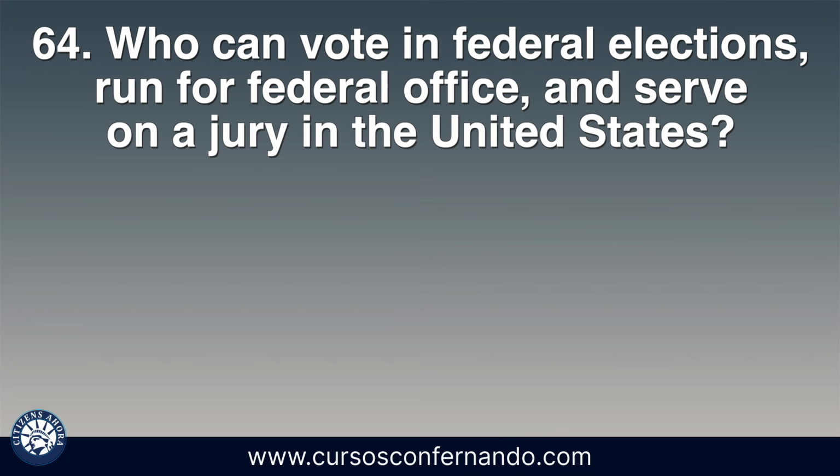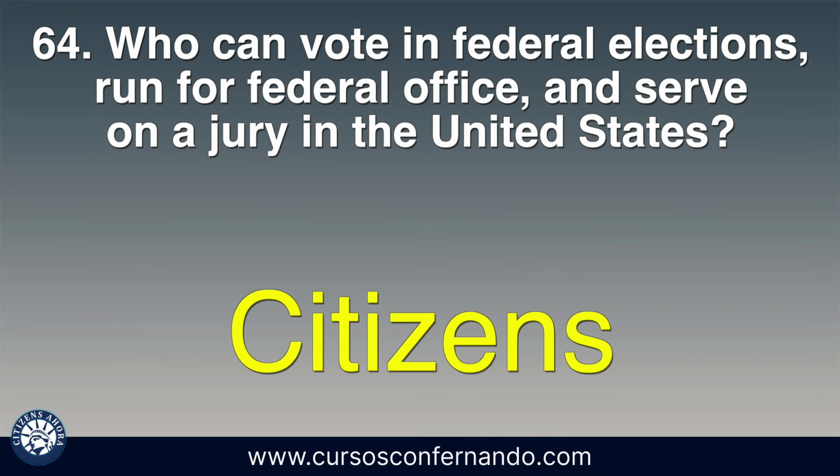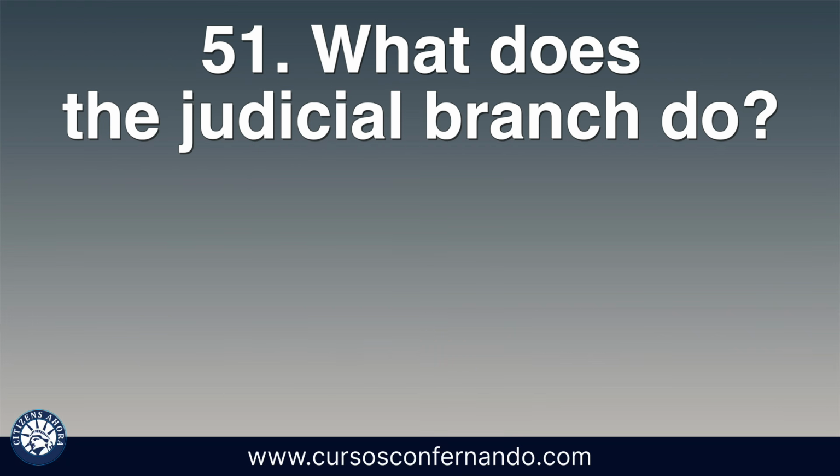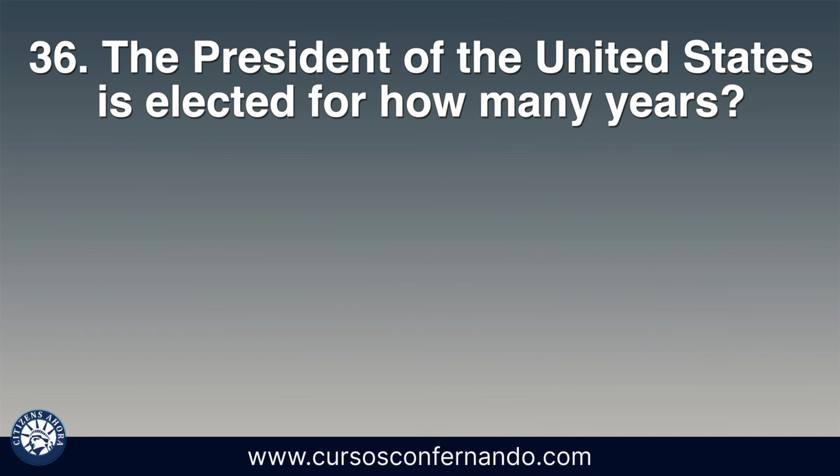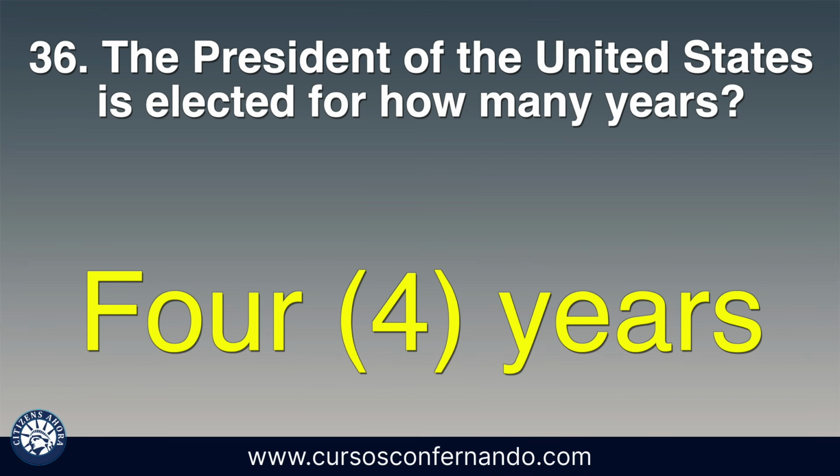Who can vote in federal elections, run for federal office, and serve on a jury in the United States? Citizens. What does the judicial branch do? Reviews laws. The President of the United States is elected for how many years? 4 years.